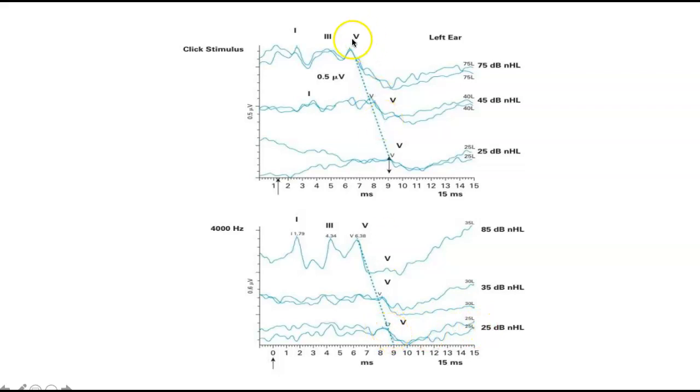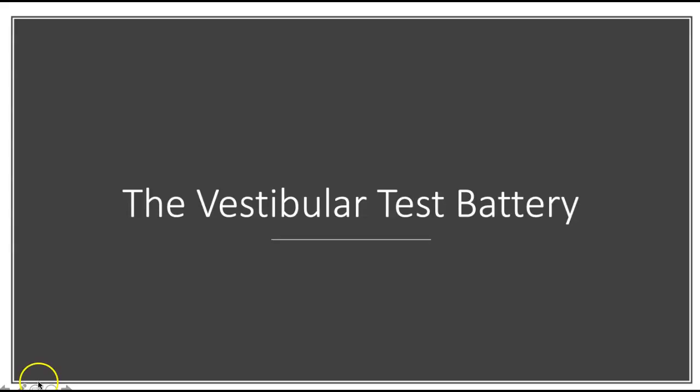Essentially, once you go lower in intensity, you start to lose these other waves, but wave 5 should be present down near threshold. So in these cases, the threshold is probably around 25 dB or close to normal. So essentially what we're doing is reducing the intensity of the sound and looking for wave 5. The level at which it stops and is no longer present is approximately their threshold. So that was the ABR.